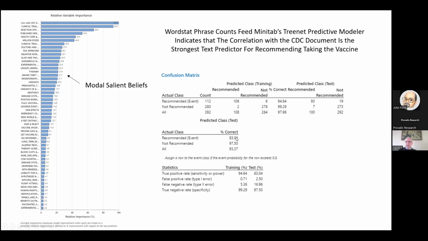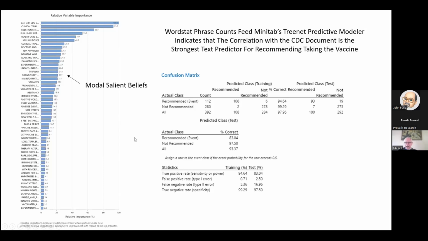So for instance, we came up with 83% correct for recommending, and then 97% for not recommending. And you get these statistics of true positive rates, true negative rates. It does its own internal testing, which is very, very helpful.